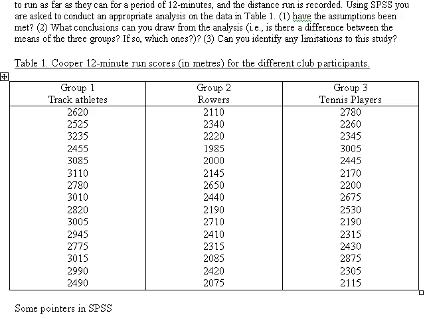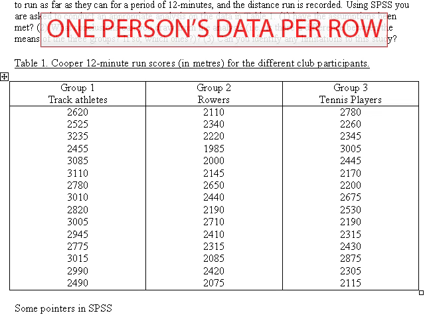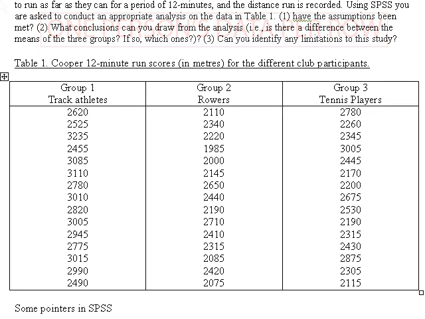Okay, so entering the data. The golden rule in SPSS is one person's data per row. The easiest way to think about this is to ask yourself how many subjects you have, and therefore how many rows of data you will end up with. In this example, we have 15 athletes in each group. There are 3 groups, and therefore 45 people overall.